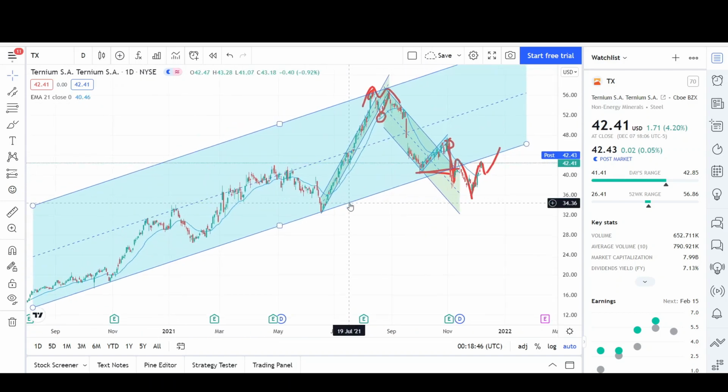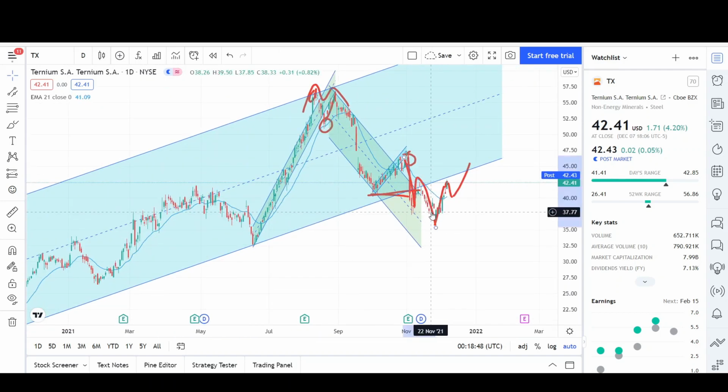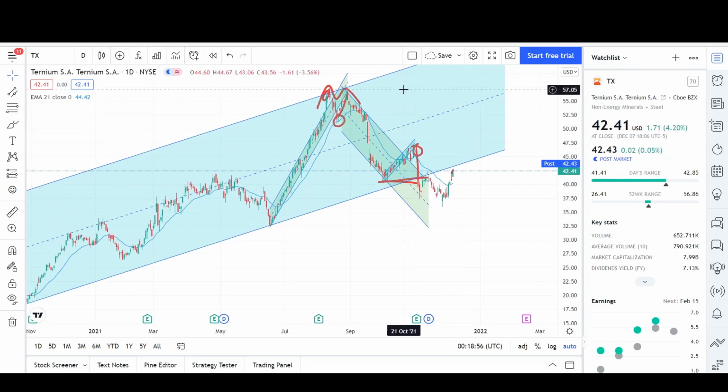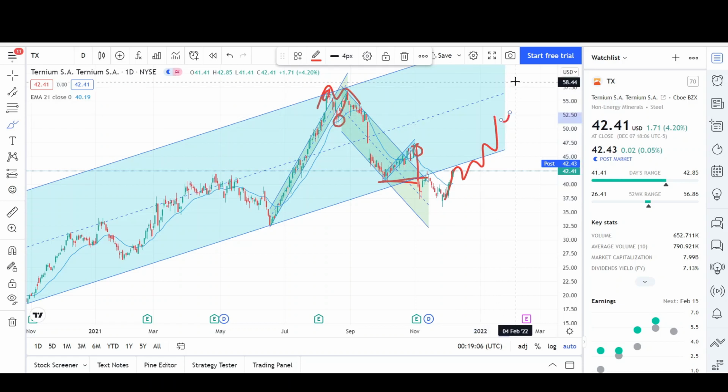So right now we have had a break outside on this blue side of the channel, so that's why I expect prices to continue to trend higher and possibly make that new high in place. Maybe something like this: a correction up, come back to retest the EMA, and then a slow or fast move up to retest the highs and make a new one.